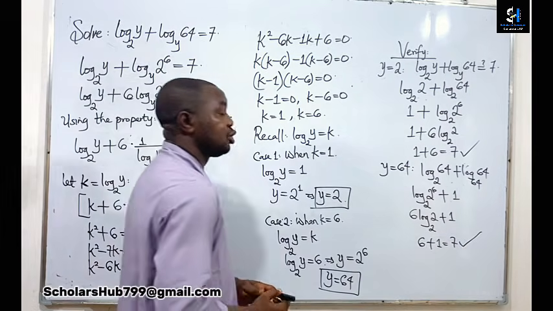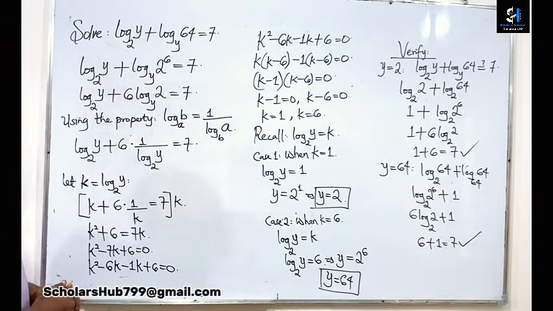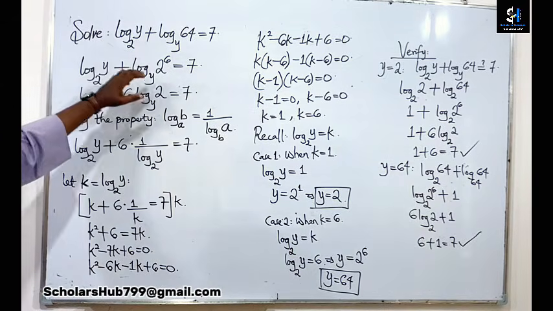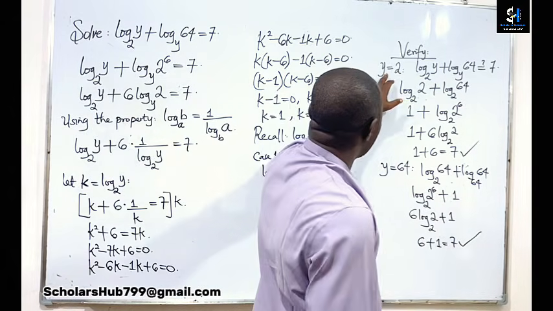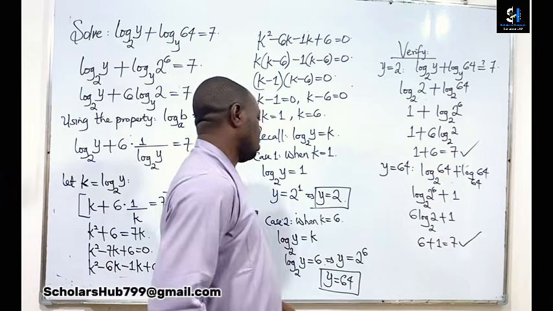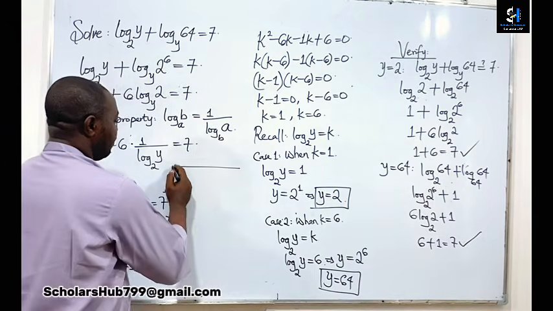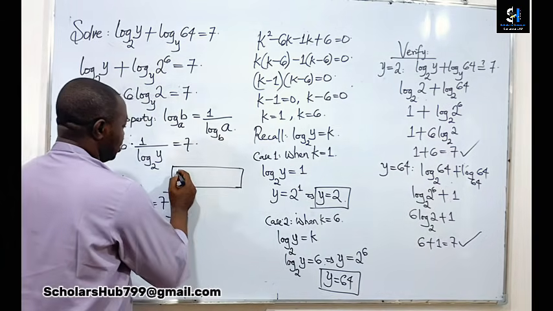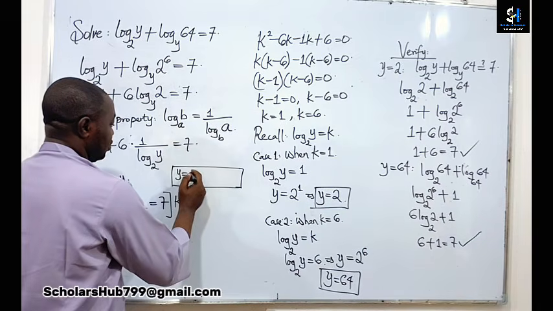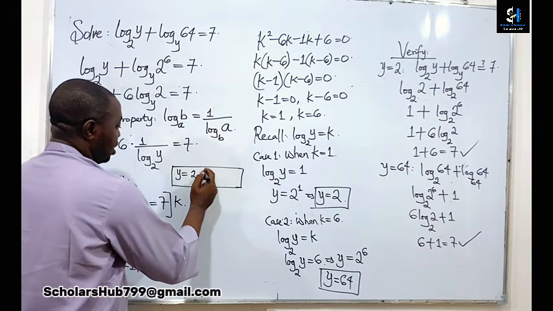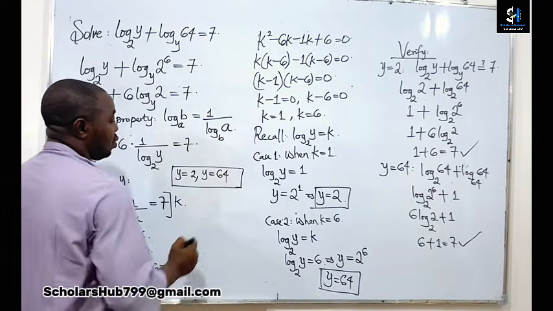So the two values of y that will satisfy this equation are y equals 2 and y equals 64. So the values of y which satisfy the above equation are y equals 2, then y equals 64.